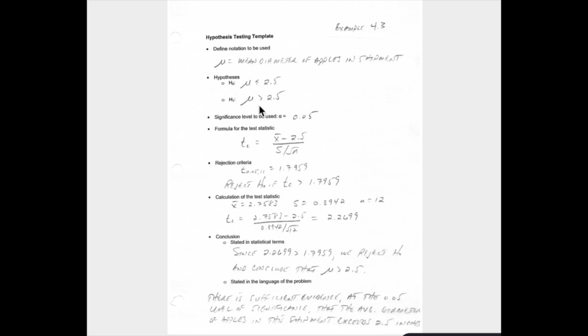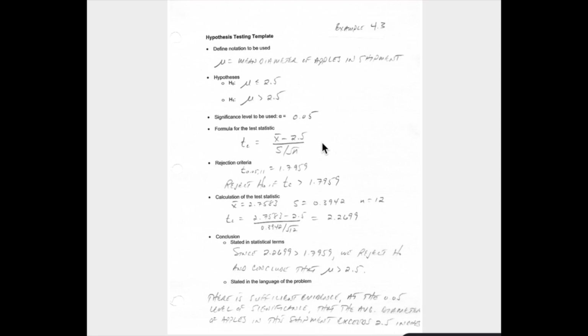We'll put the opposite of that in the null hypothesis. And so the apple buyer is going to assume that the average diameter of apples in the shipment is no more than 2.5 inches, and the buyer is going to let the data try to convince him or her otherwise. Okay, we're told to use a 0.05 level of significance.